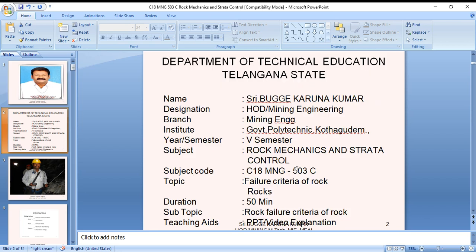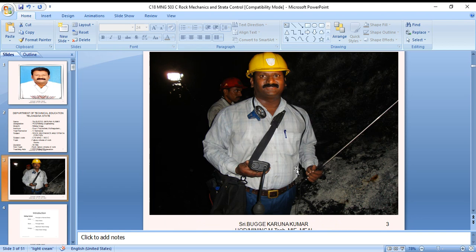in this lecture. My name is Karuna Kumar, HOD Mining. Rock mechanics and strata control is today's lecture. There is a failure criteria of rock, and the subtopic is also the same. Well, this is one view of an underground mine.